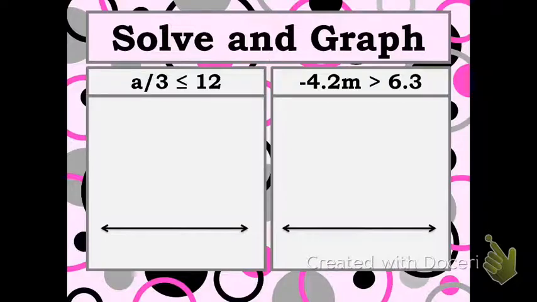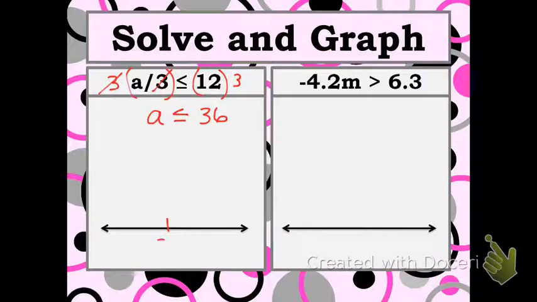a divided by 3 is less than or equal to 12. The inverse of dividing by 3 is multiplying by 3. So I'll start by multiplying both sides by 3. When you divide by 3 and then multiply by 3, you get 1, so 1a, which is just a. 12 times 3 is 36. I did not multiply or divide by a negative, so my inequality sign stays the same.